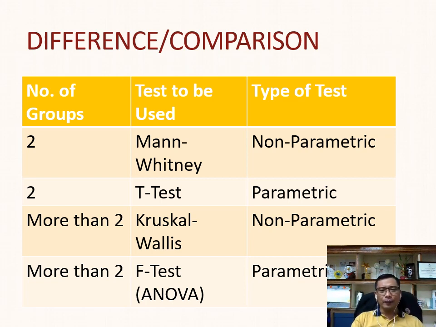How about difference between or among 3, 4, 5? As long as they are more than two groups, if it's non-parametric, you have not satisfied the requirements for normality and homogeneity, then you should only be using Kruskal-Wallis. But if you satisfy those assumptions, then you may use the F-test for it.